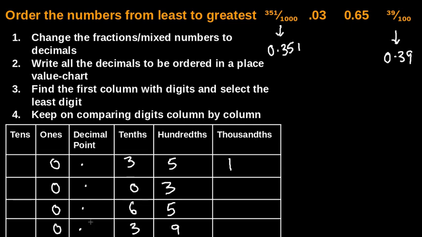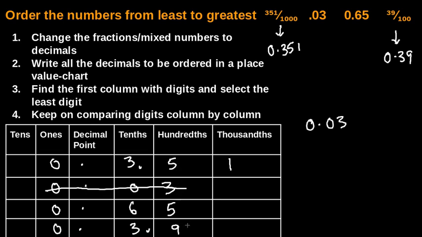The first column with digits is the ones column, but we all have zeros. We can't do any comparison here. We'll move on to the tenths column. The least digit here is 0, so we have our least decimal, 0.03. We write that out, 0.03, cross it out and compare the rest. The least digit here would be 3, but we have 2 sets of 3, this and this. So we need to go to the next column to see which of these 2 we're going to choose.